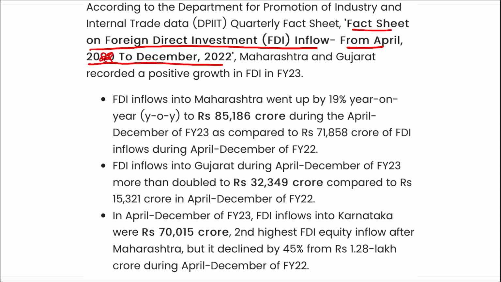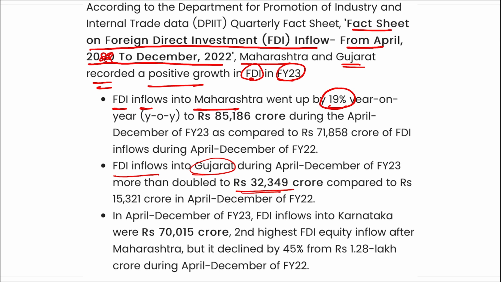So market year 2022. Here, Maharashtra and Gujarat recorded positive growth in foreign direct investment in fiscal year 23. FDI inflows into Maharashtra went up by 19%. Alright, that means we saw an increase of 19% in FDI in Maharashtra. Similarly, FDI inflows in Gujarat touched more than double, that was 32,349 crore as compared to 15,321 crore for the same period the previous year.